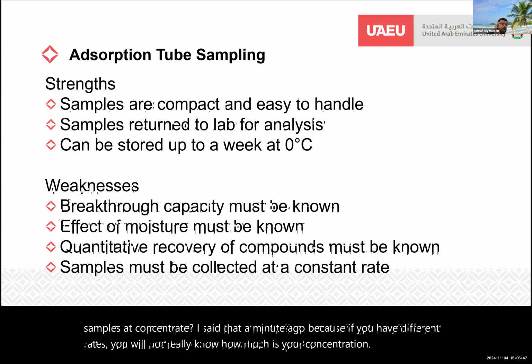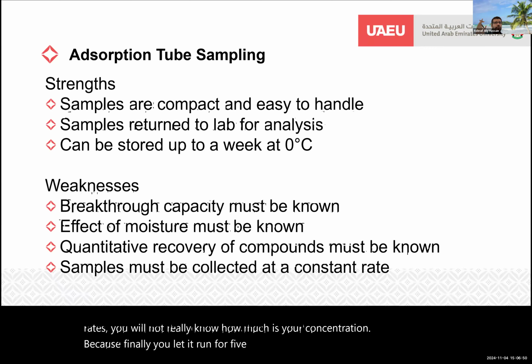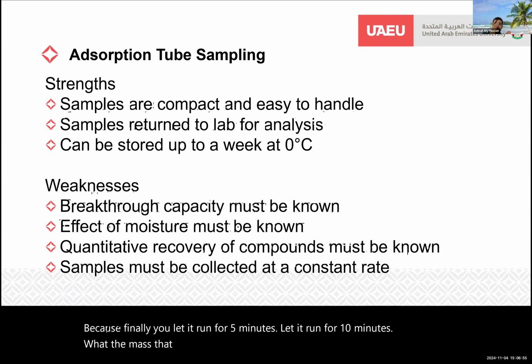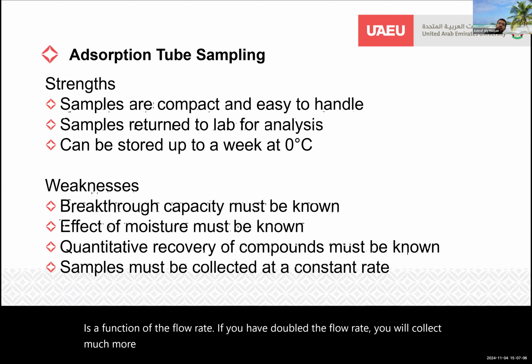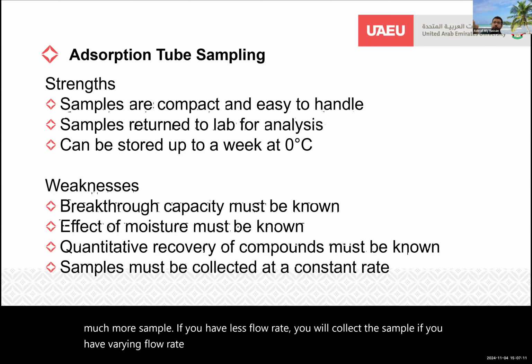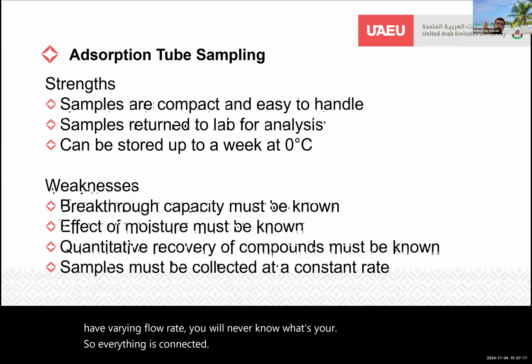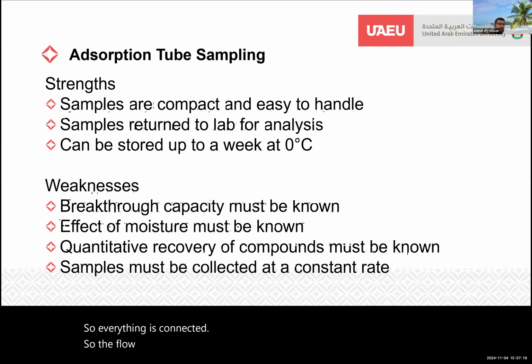Because finally, you let it run for 5 minutes, you let it run for 10 minutes. The mass of pollutants that you collect on the tube is a function of the flow rate. If you have double the flow rate, you will collect much more sample. If you have less flow rate, you will collect less sample. If you have varying flow rate, you will never know what your concentration is. So everything is connected. The flow rate has to be really constant in order to compare apples to apples. Make sense?